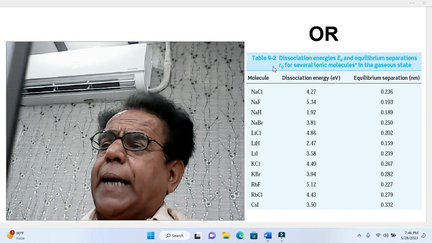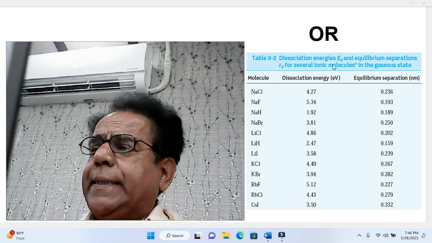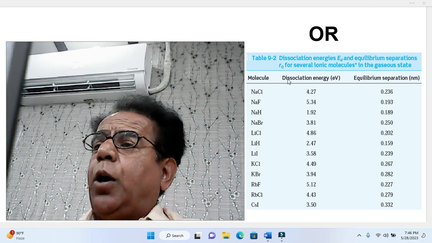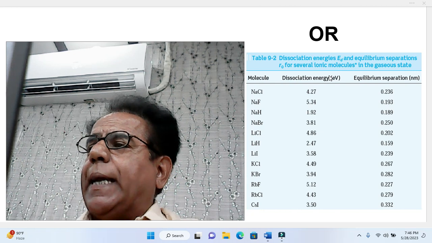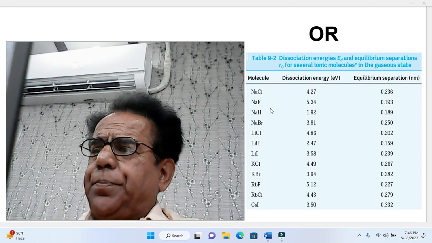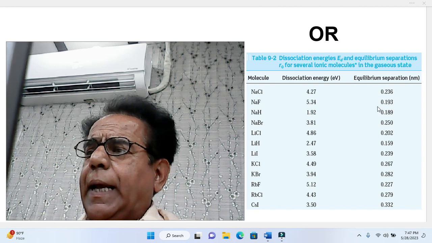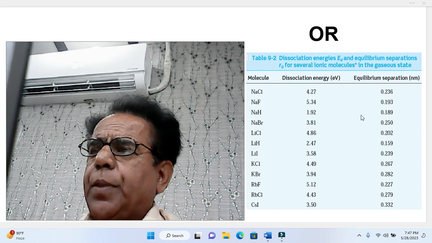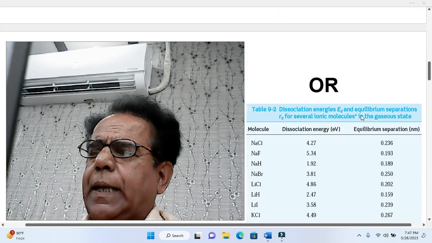Table 9.2 or 9-2, dissociation energies ED and equilibrium separations are not for several ionic molecules in the gaseous state. Okay, dear students, here once again, second row, dissociation energy is given as 5.34 and equilibrium separation is 0.193. Okay, what is the difference between these two? Oh, okay, yes, RbCl and RbCl.